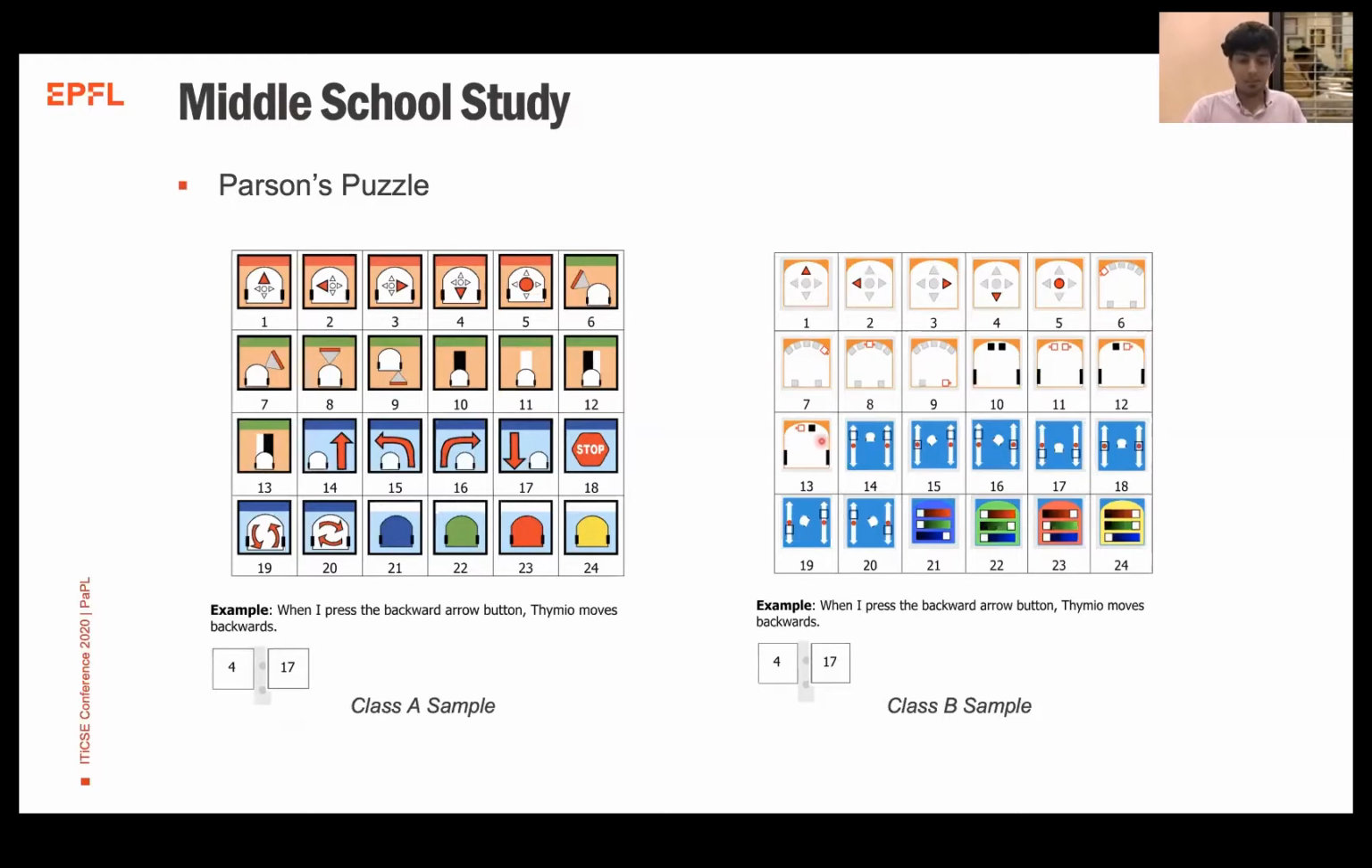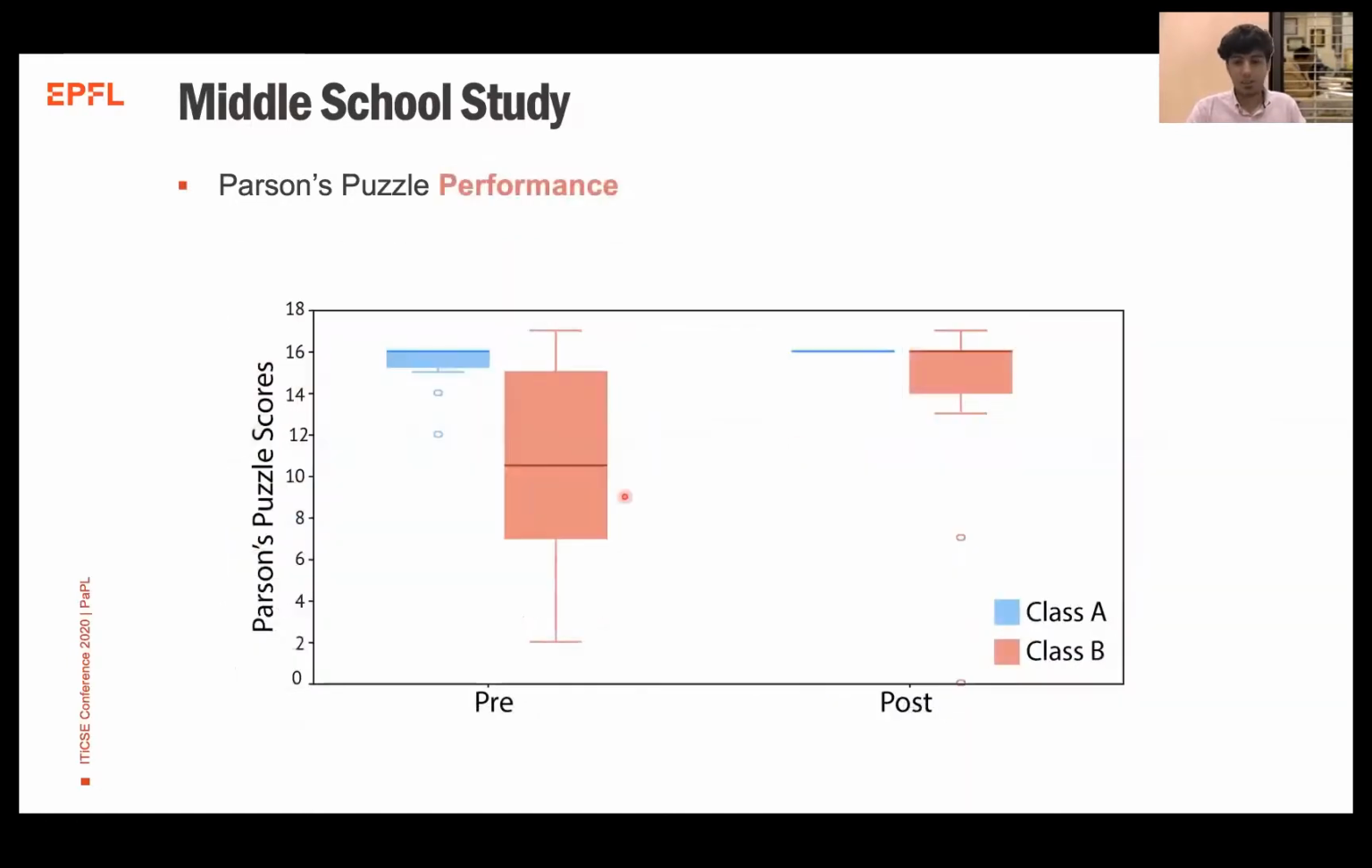As a result, we found that Class A, who were using the PPL platform, achieved higher scores, and after doing the activity, they went on to achieve a perfect score, everyone. As compared to Class B, who were using the VPL platform, had variance in their scores, and although improving a bit, could not achieve perfect scores, which would be ideal.